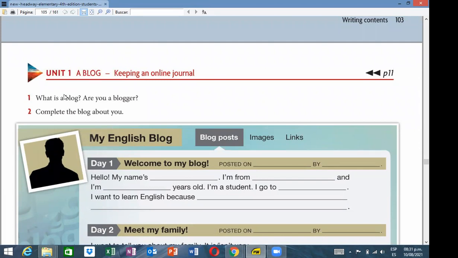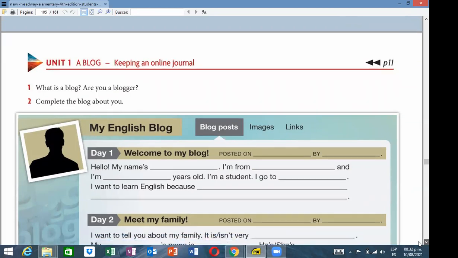We have here the title, A Blog, Keeping an Online Journal, right? What do you have to do? Let's start by remembering what a blog is. As you know, it's very common nowadays to see bloggers, right? A blogger is someone who writes regularly for an online journal or website. They also record what they do every day, in the morning, the afternoon, what they are going to do, and they are very famous. In that activity, you have to do the same.